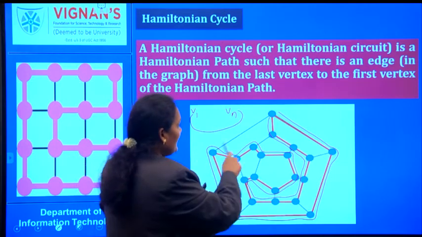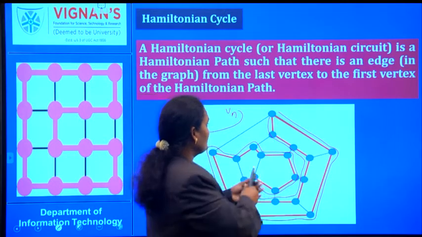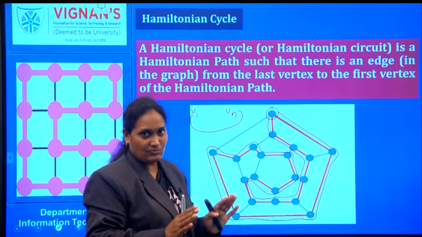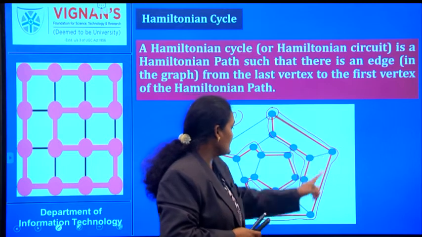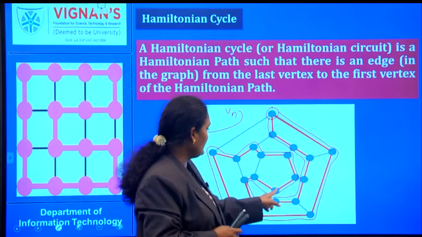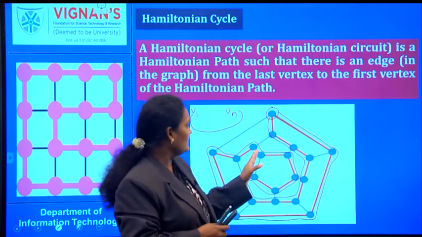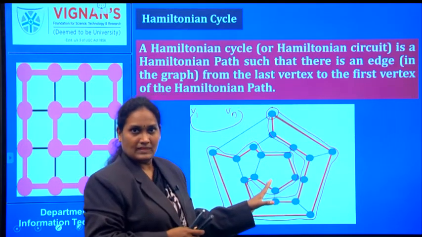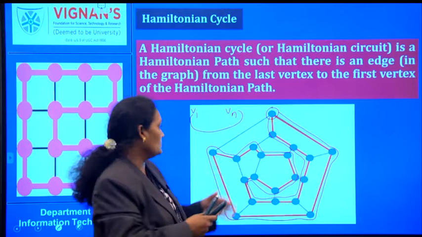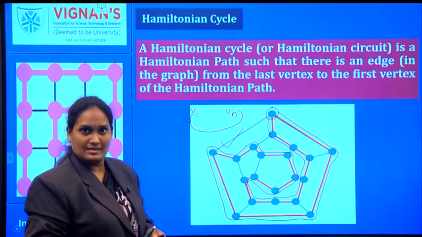If you observe, I visited all the vertices exactly once, except this one, which is the starting and ending vertex. Starting and ending vertices are the same for a cycle, and every other vertex is visited once. I visited all the vertices in the given graph, and the starting and ending vertices are the same. So this becomes a Hamiltonian cycle.